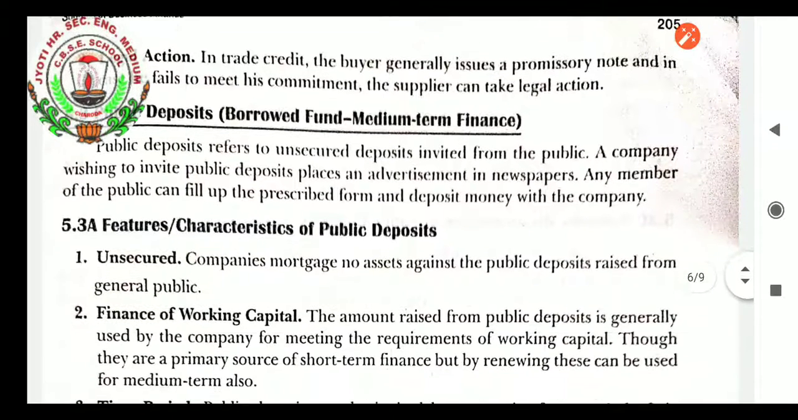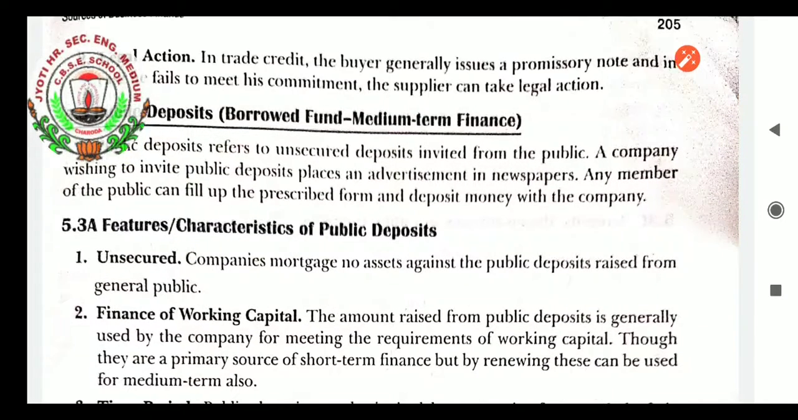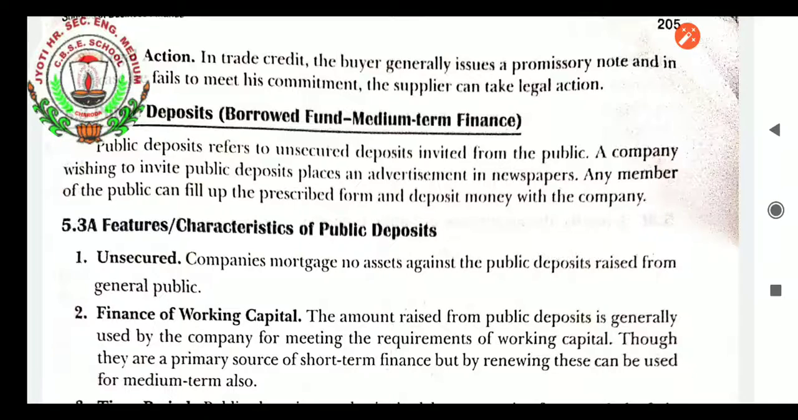Next is the public deposit, a borrowed source for medium-term finance. As the name suggests, the deposit which is made by the public in the companies is known as public deposit. It refers to unsecured deposits invited from the public. A company wishing to invite public deposits places an advertisement in a newspaper. Generally, these companies are government companies. Any member of the public can fill up the prescribed form and deposit money with the company.